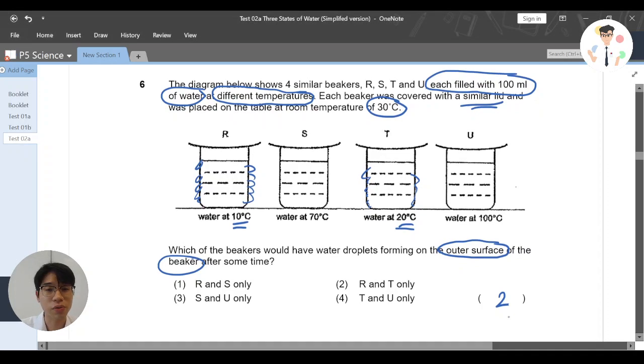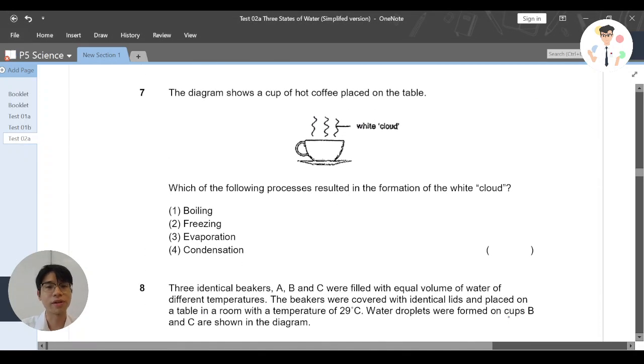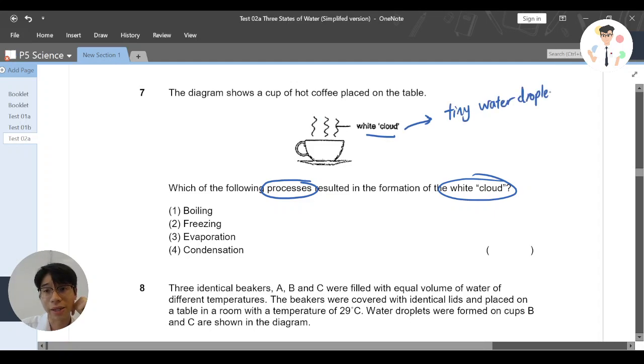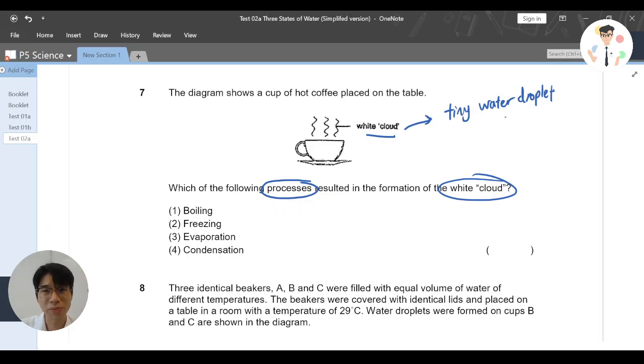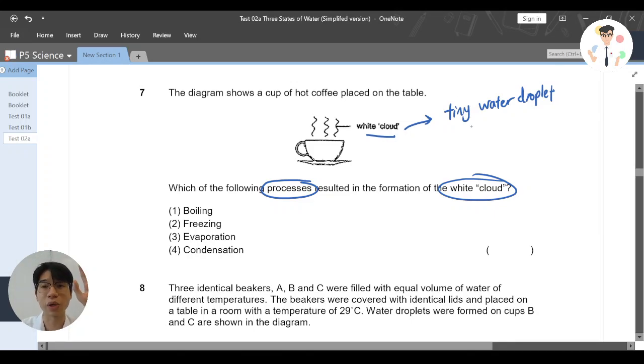Let's move on to the next question. Question number 7. The diagram shows a cup of hot coffee placed on the table. Which of the following processes resulted in the formation of the white cloud? Now, you need to understand that this white cloud that formed is actually tiny water droplets. Again, be very careful that this is not water vapor. A lot of you thought it's water vapor because it's gas, but water vapor cannot be seen. Only water or liquid can be seen. In this case, these are very tiny water droplets, considered as a liquid.